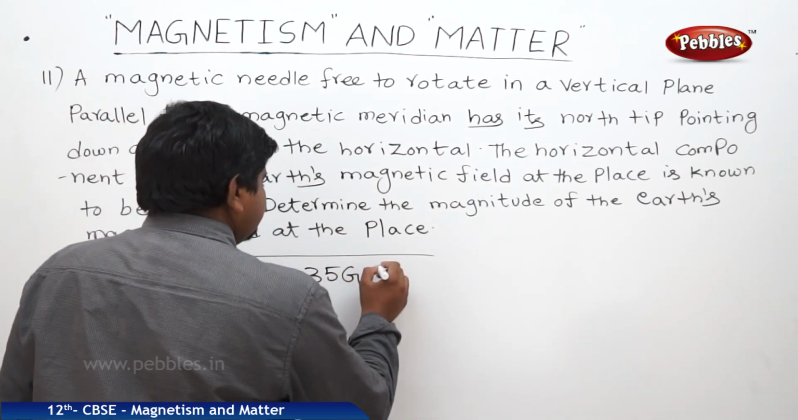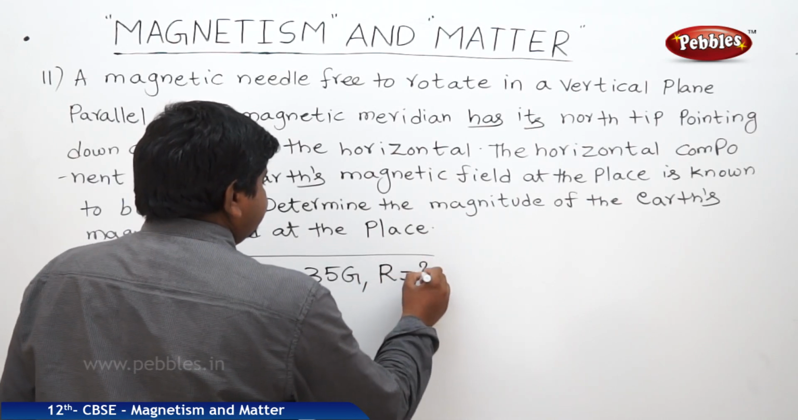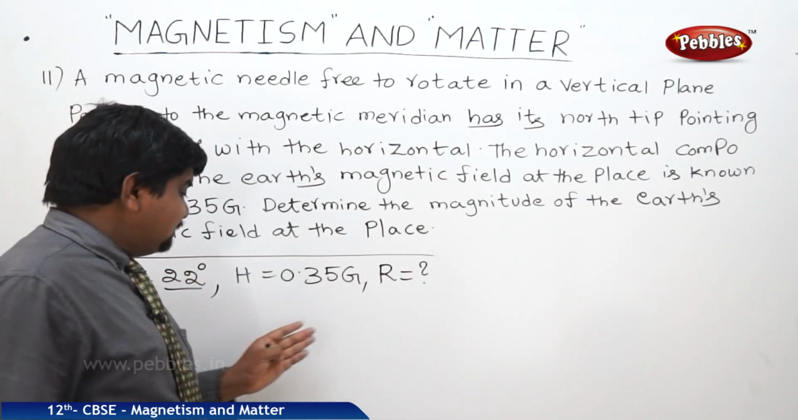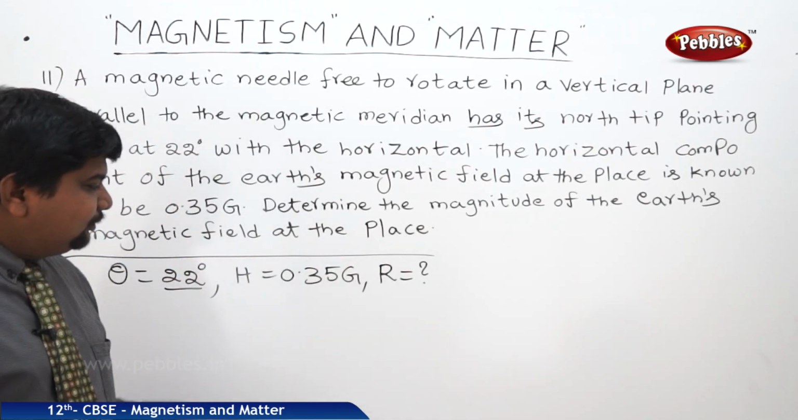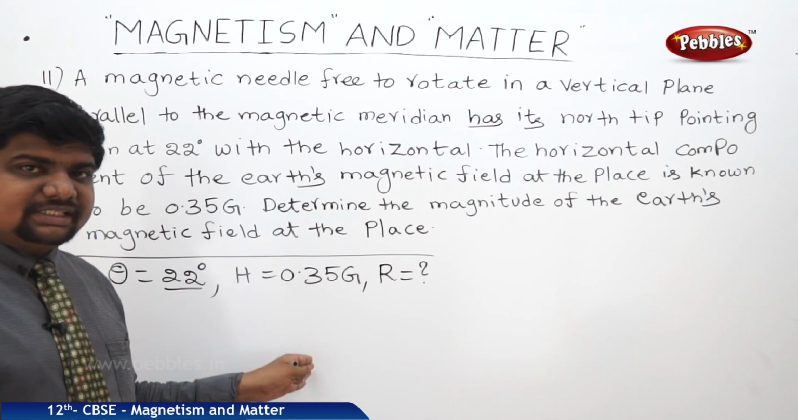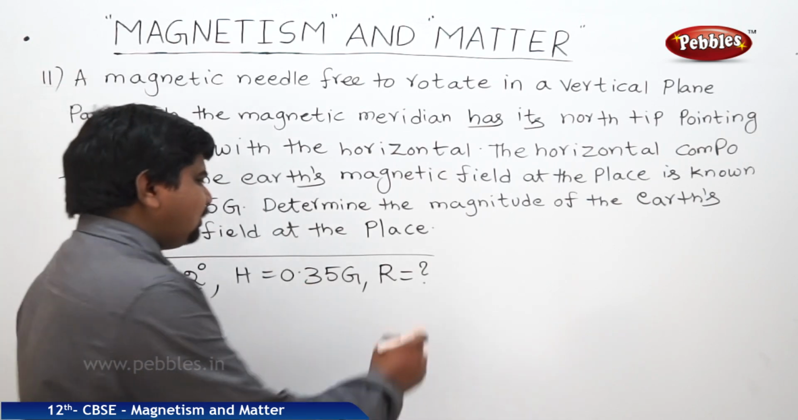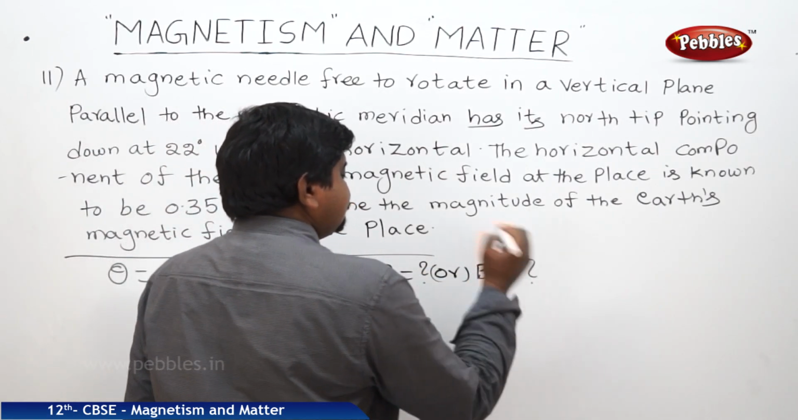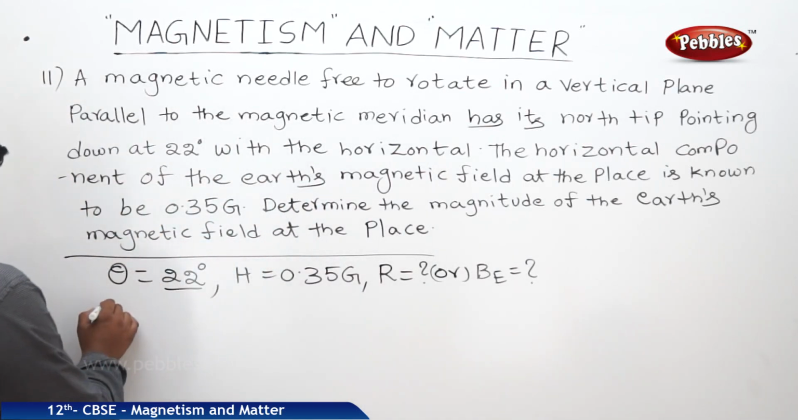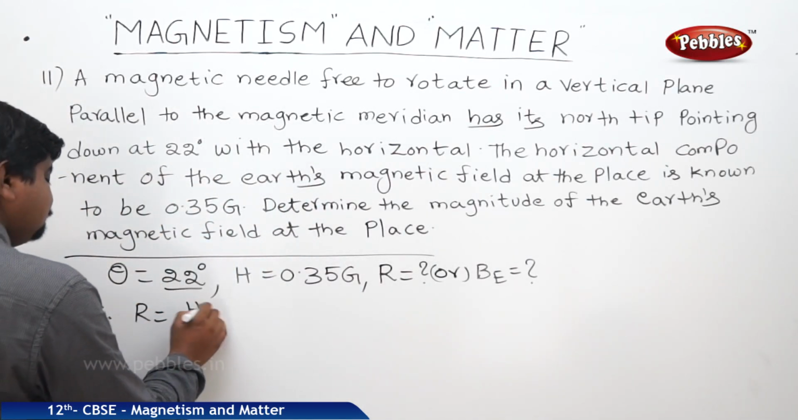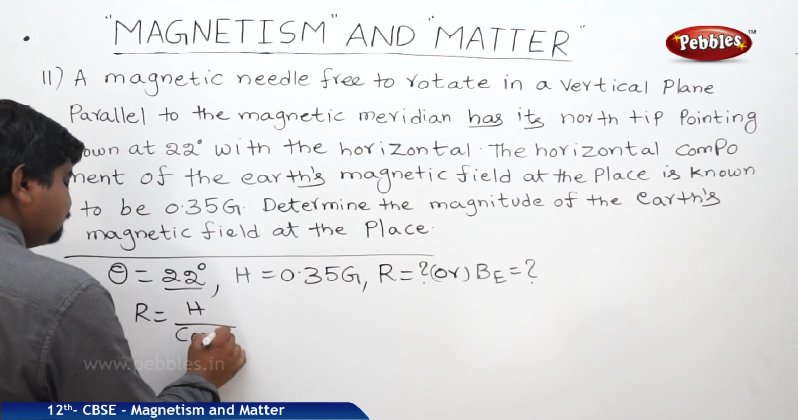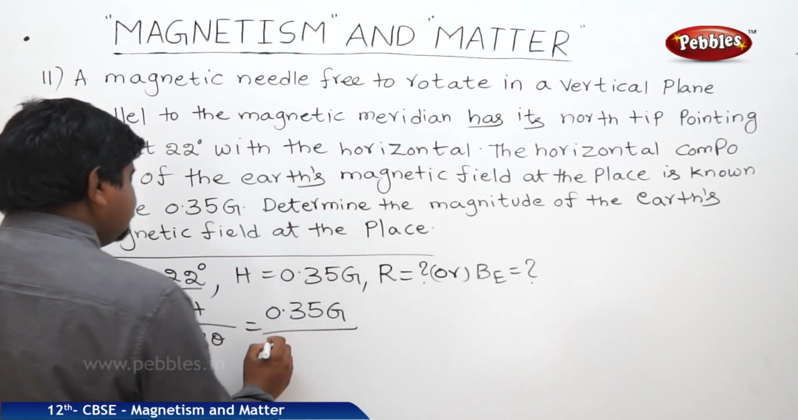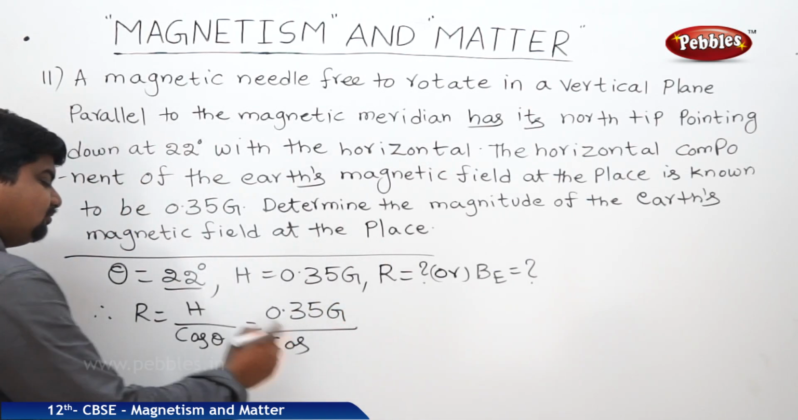So what is R? In other words, we can say that cos theta is equal to H by B. So B is equal to H by cos theta, where R and B both are the same at that place. So R is equal to H by cos theta. H is 0.35 Gauss, and theta is 22 degrees.